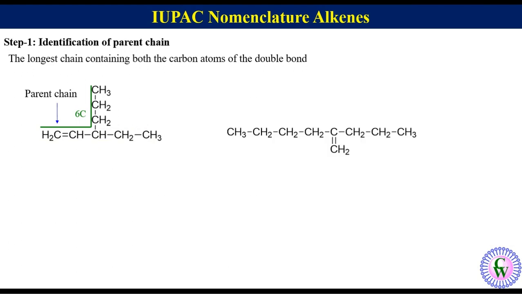In this molecule also there are 3 carbon chains: one with 8 carbon atoms and with only 1 carbon atom of double bond, a 6 carbon chain with both the carbon atoms of double bond, and a 5 carbon chain with both the carbon atoms of double bond. So the 6 carbon chain with both the carbon atoms of double bond will be the parent chain.